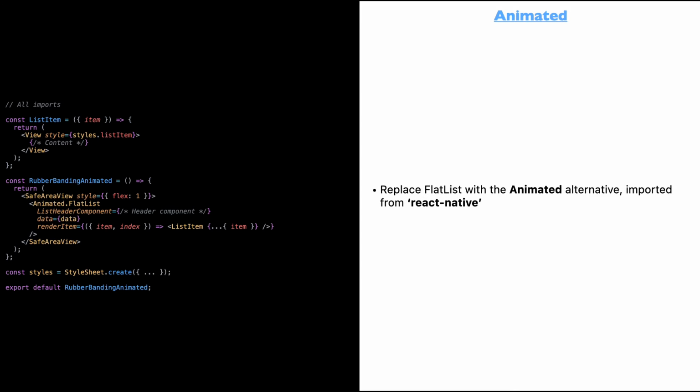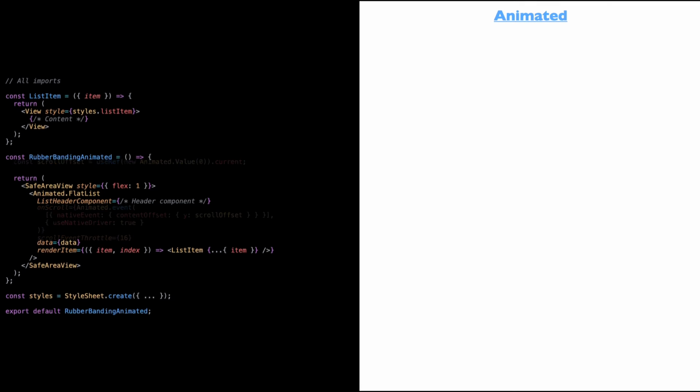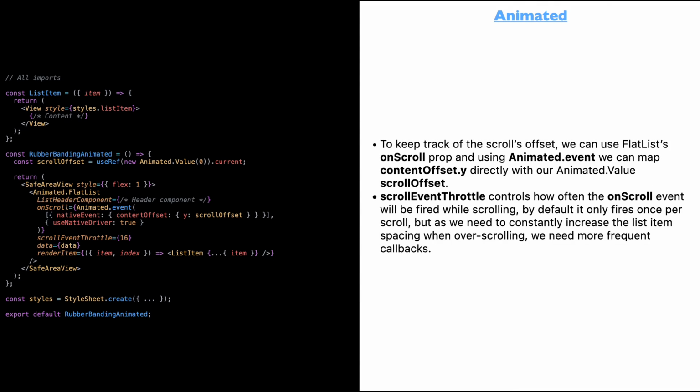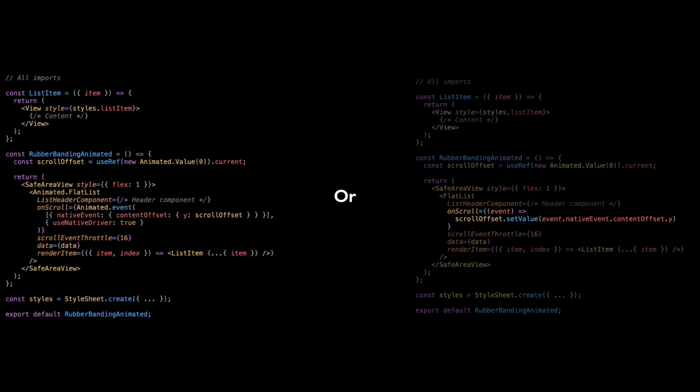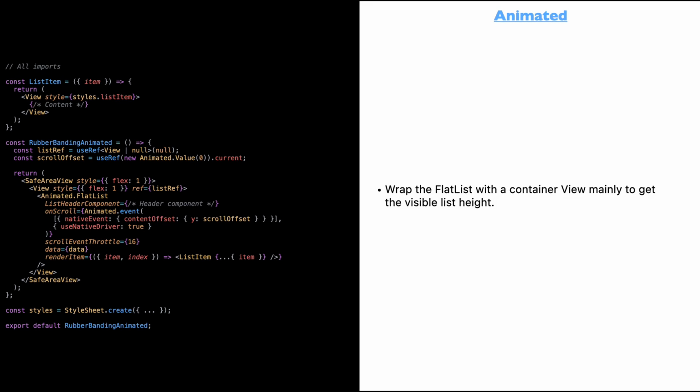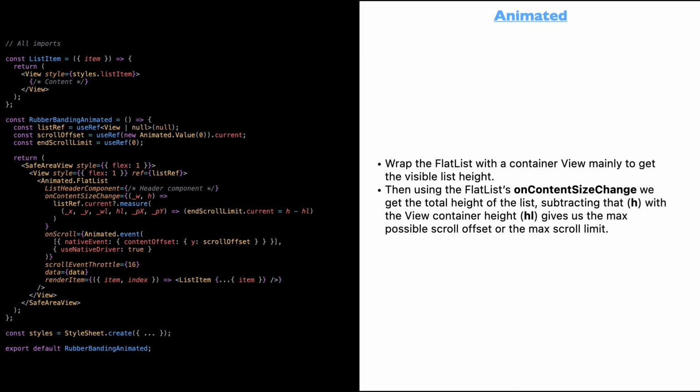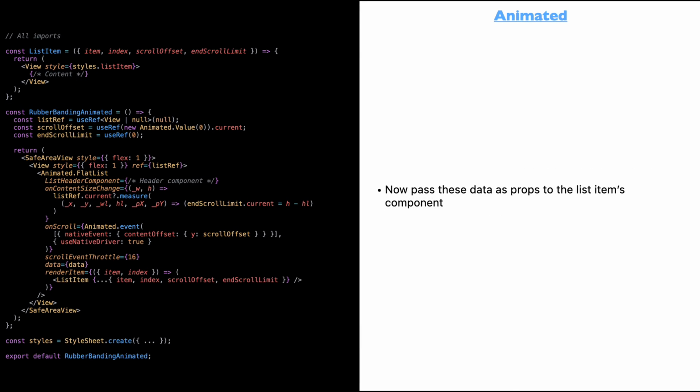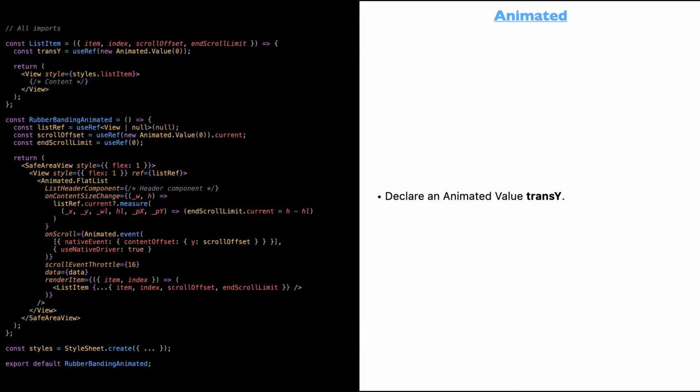First, use the Animated FlatList from the React Native package, and to keep track of the scroll offset, we can map the value using Animated.event. Alternatively, you can also do it this way. Next, we're going to calculate the max offset or end scroll limit and pass these values as props to the item. In the list item, create an animated value for translation.